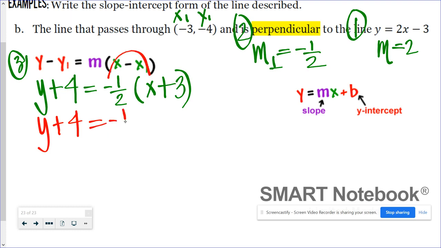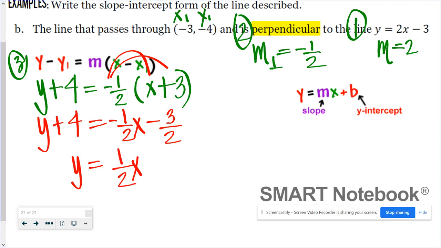So I have -1/2 times x, and then -1/2 times 3 would be -3/2. And then I have to subtract 4 from both sides. So when I go -3/2 minus 4, I'm going to get -11/2. And so y equals -1/2 x minus 11/2 is the line that passes through -3, -4, and is perpendicular to the line y equals 2x minus 3.